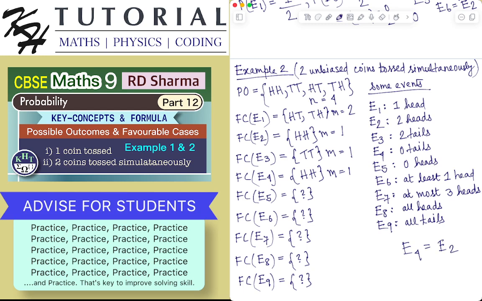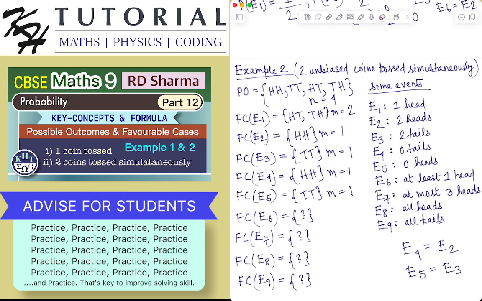Okay, let's see event E5. Sorry, event E5 says 0 heads. 0 heads means obviously 2 tails, so it will be tail tail. Small m again is equal to 1. So I can say the event E5 is identical to E3.